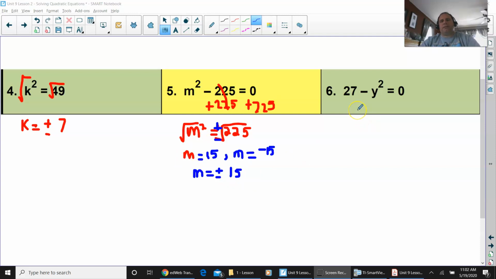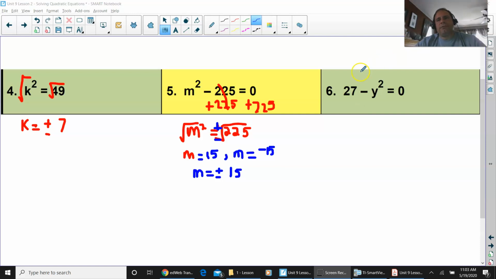Number 6. So number 6 represents a little bit of a problem here. All right, so we have 27 minus y squared equals 0. So we might have a little bit of trouble bringing over the 27. See what you could do. Press pause and try this problem now.